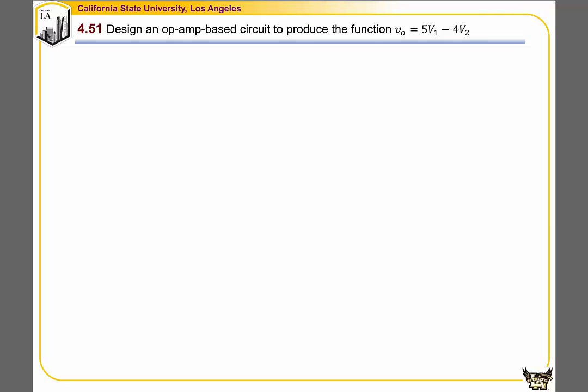This is a design example. We're going to design an op-amp-based circuit to produce a function V0 that is 5V1 minus 4V2. So the first step is to come up with a possible solution analysis.